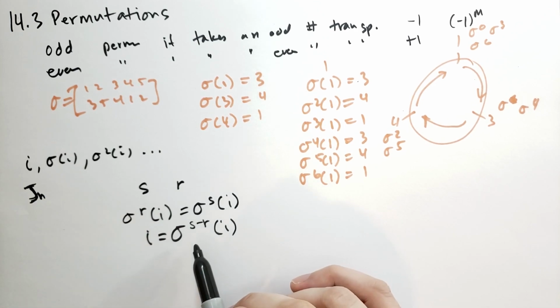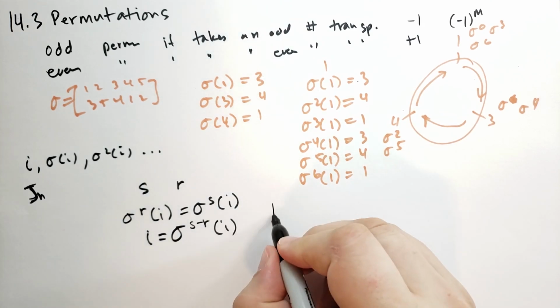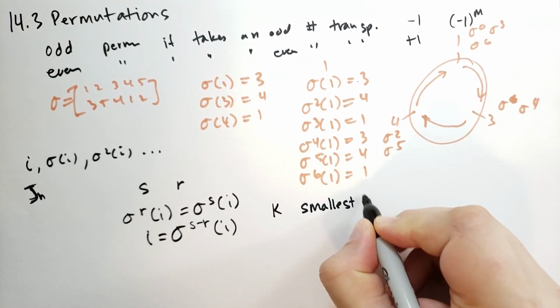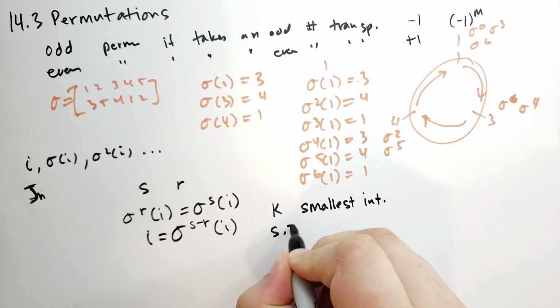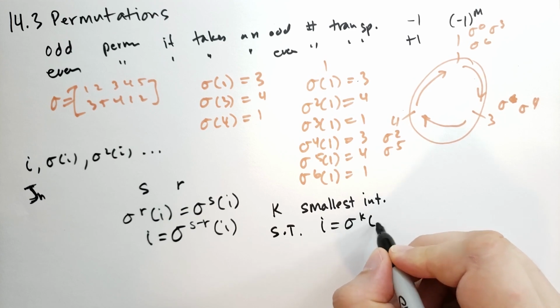Is this the smallest cycle? Not necessarily, but we're going to introduce a new number k. k will be the smallest positive integer such that i is equal to sigma to the k applied to i.